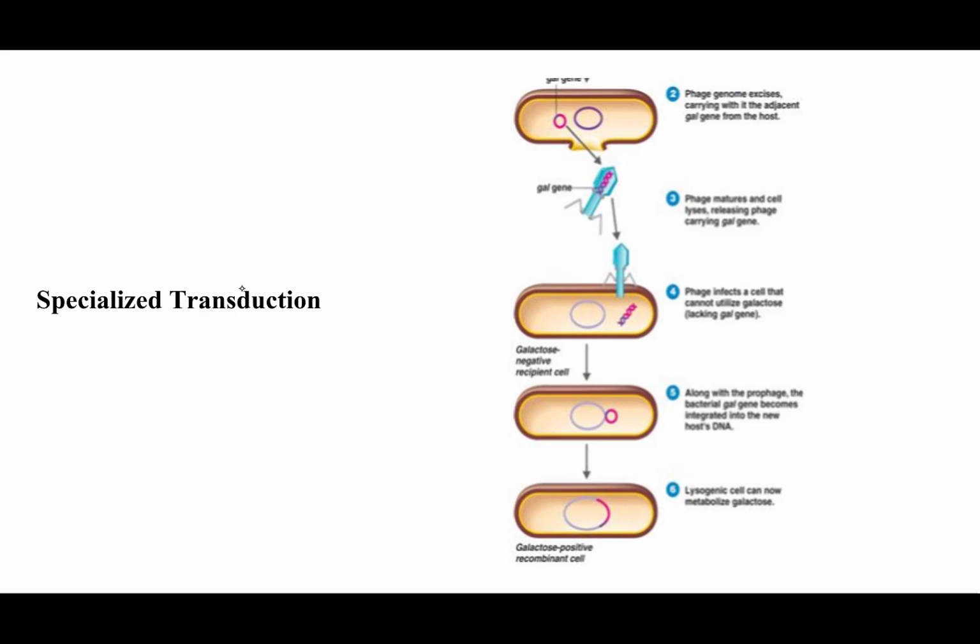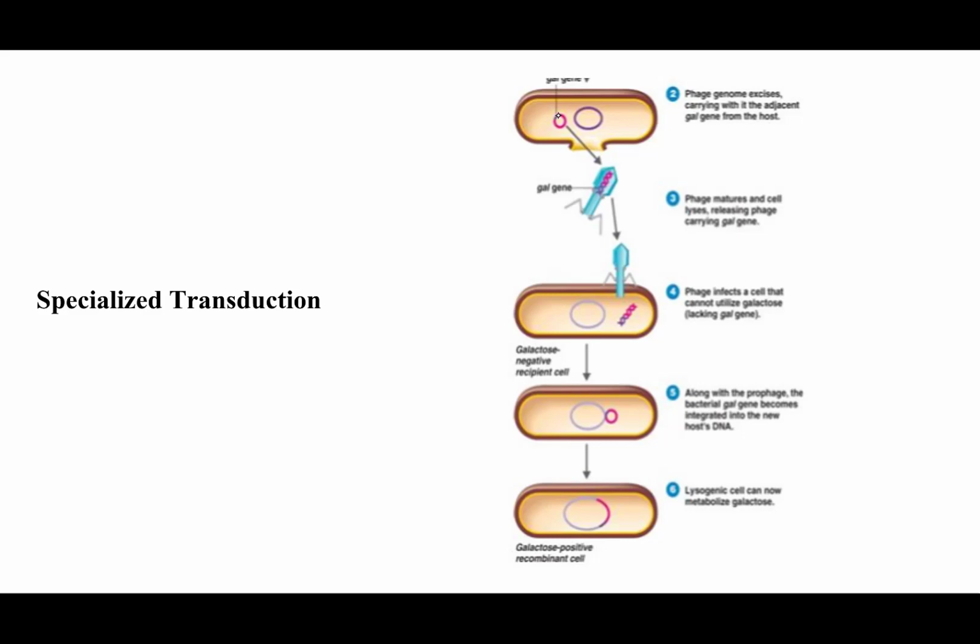In contrast to generalized transduction, specialized transduction results from the imprecise excision, or the removal, of that prophage from the bacterial chromosome. Here's the prophage that has just been removed from the chromosome, but has a little purple. That is part of the chromosomal DNA that came with it. So it's going to carry that piece of bacterial chromosomal DNA that was flanking the edges of the prophage where it integrated inside the chromosome.